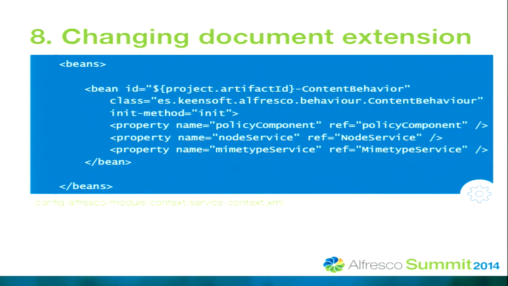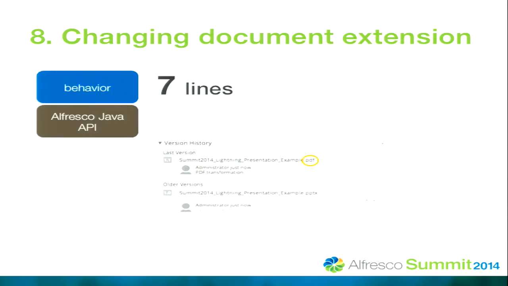More Spring configuration. This is the classic declaration of a behavior, but with Bindu and the SDK guys, we have annotations, so this should be safe too. 7 lines of code. We are using a behavior. We get the correct extension, and the Alfresco Java API is used.